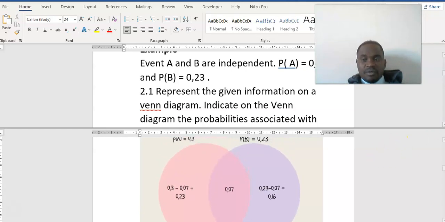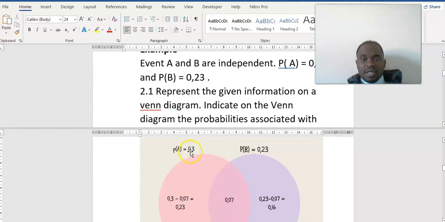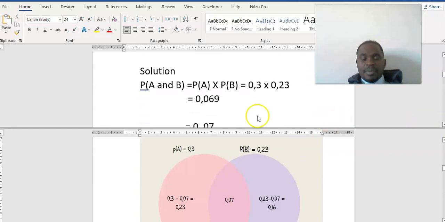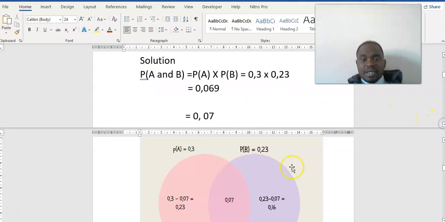How do we fill in the values? We were given probability of A to be 0,3, and probability of A is the whole of this circle. Then probability of B is 0,23, which is the whole of this circle. Then we also found the middle one, 0,07. How did you get it? Remember this value is the intersection A and B. A and B is the place where the two sets meet, they intersect, they occur at the same time. So A intersection B is 0,07.